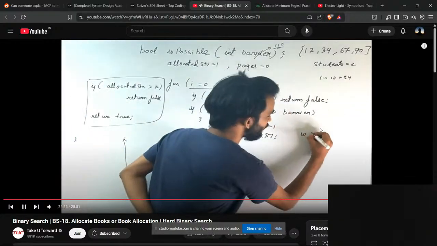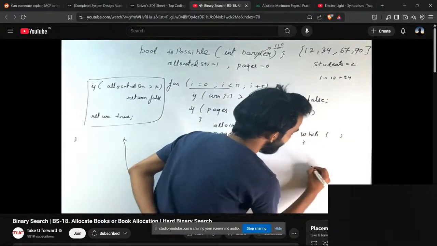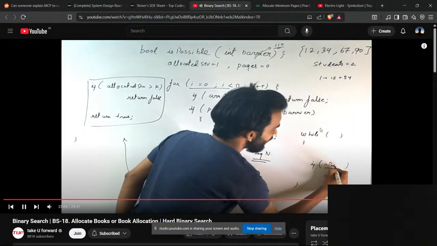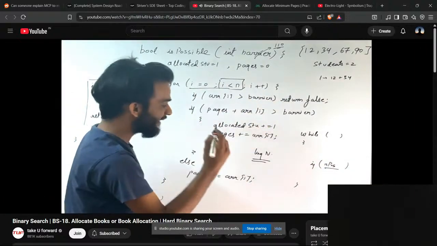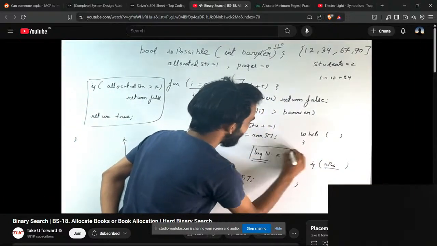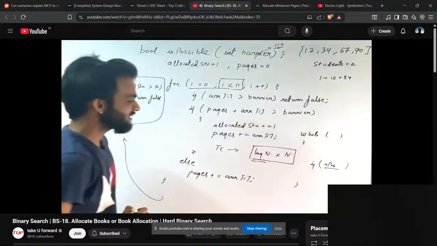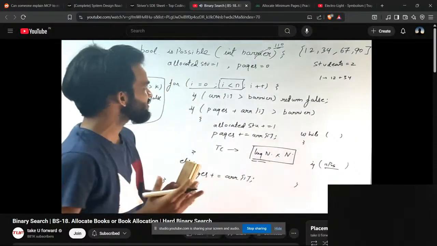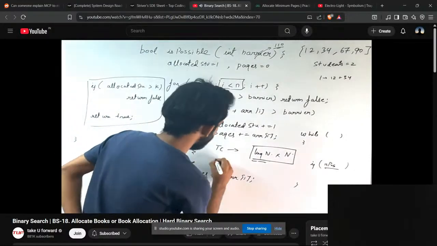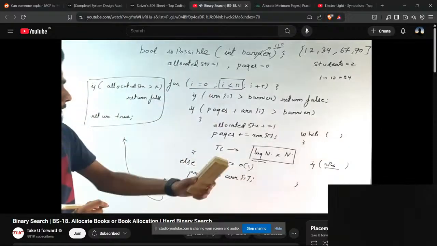If you remember the structure of the code, it was a binary search. Inside that, this is the is possible function that you called. What is this is possible function taking? Big O of n. So I can say the complexity is log n into big O of n. That's the time complexity. Are we using any external space? No. Hence the space complexity is big O of 1 for this particular solution.